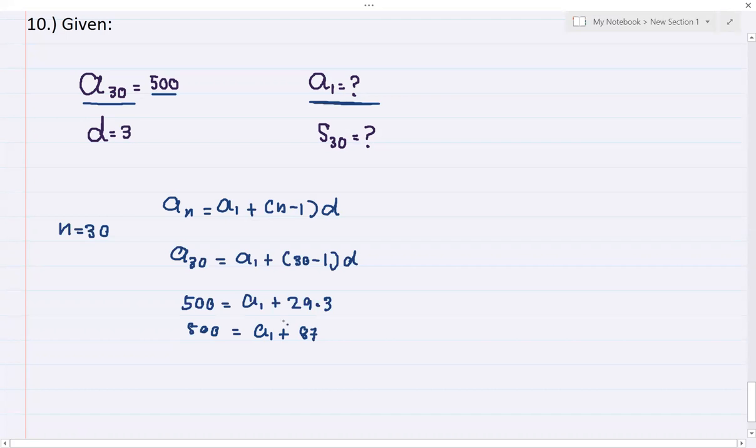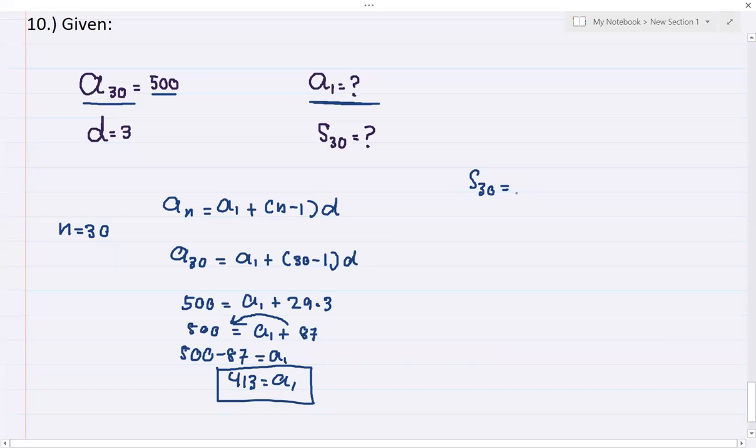So to get your a sub 1, transpose 87 to the left, you will have 500 minus 87 is equal to, so 500 minus 87 will give you exactly 413 is equal to a sub 1. Okay, so we're done.